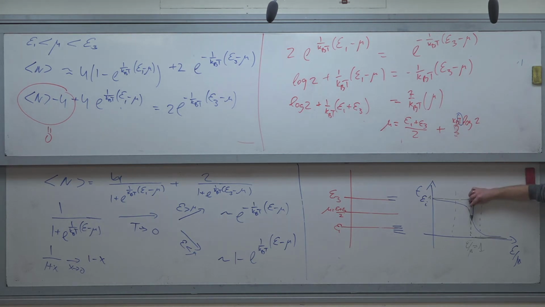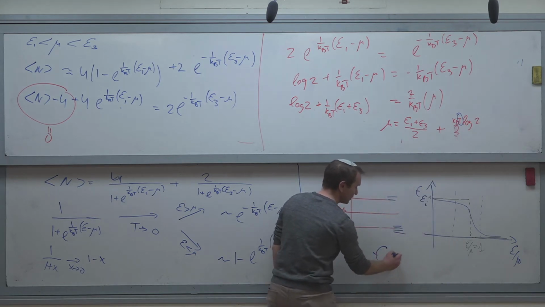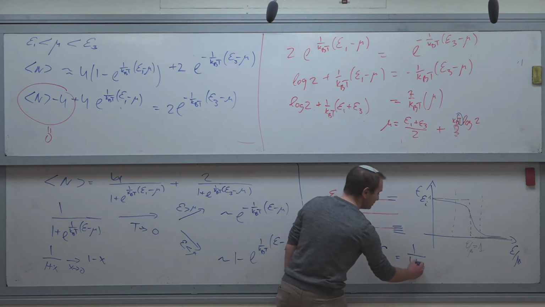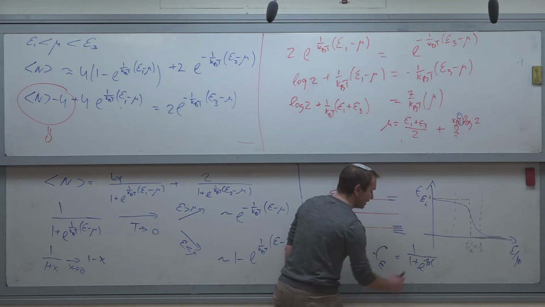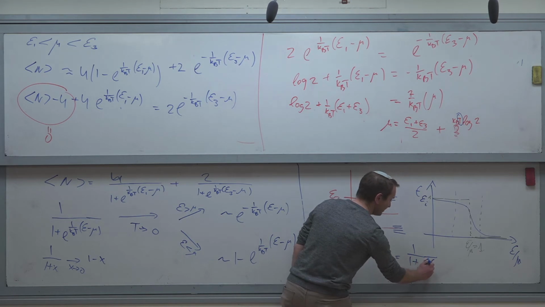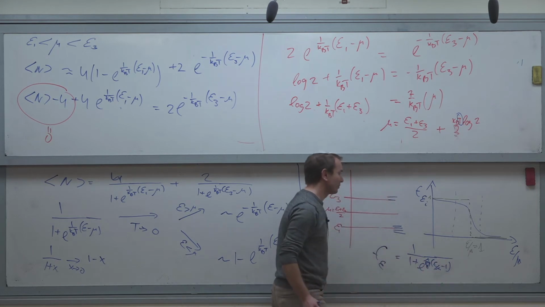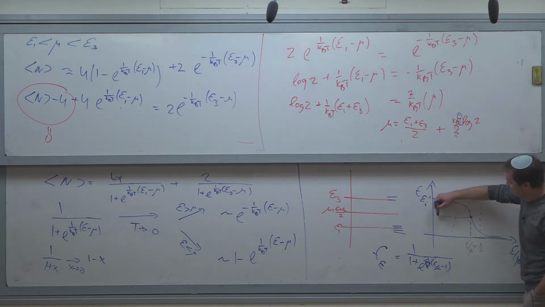Okay? Why is it important? If you look at the expression of f of epsilon, it is always in the following form: 1 over 1 plus e to the power of (epsilon minus mu) divided by k Boltzmann T, minus 1. Exactly when epsilon equals mu, when our state is at the Fermi energy, this is 1/2.